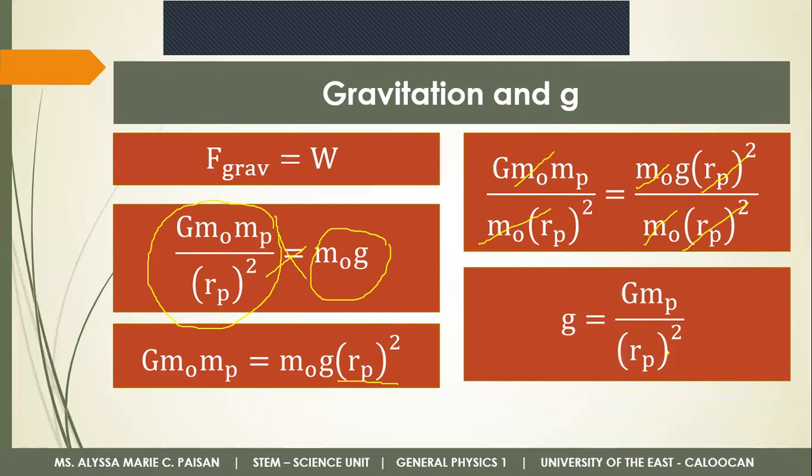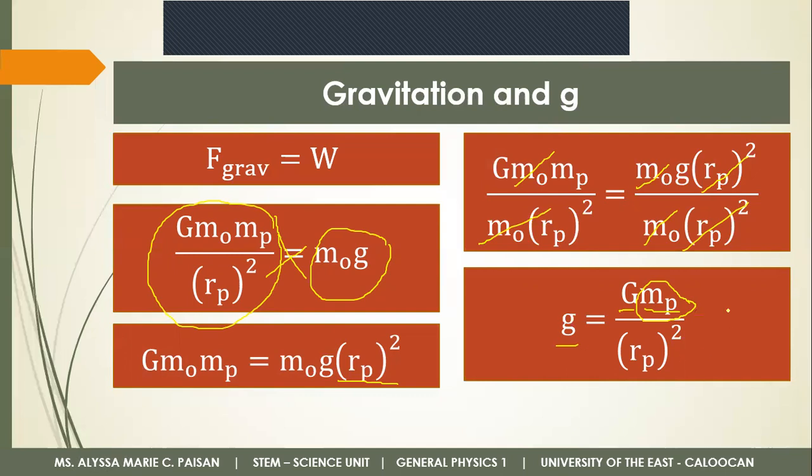which tells us that generally for us to be able to know the acceleration due to gravity of a specific planet, we just have to multiply the universal gravitational constant by the mass of the planet and divide it by the radius of the planet squared. Again, to get the acceleration due to gravity of a planet, the process would be you have to multiply the universal gravitational constant by the mass of the planet and divide it by the radius squared of that planet.